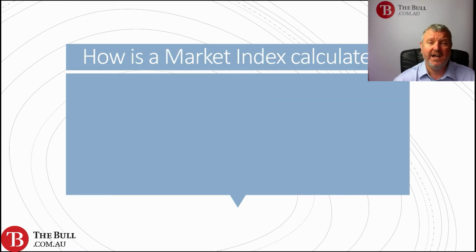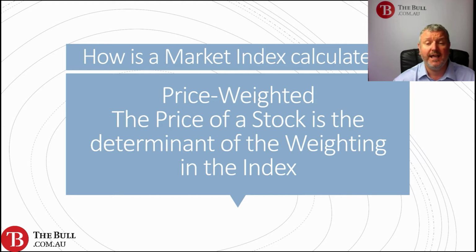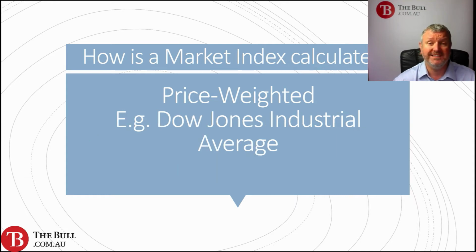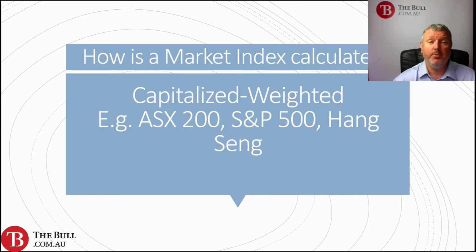How are stock market indices calculated? Well, there are two major ways of calculating stock market indices: price-weighted indices or capitalization-weighted indices. A price-weighted index is where the price of a stock is the determinant of the weighting in the index. So a higher stock price means a bigger weighting in the index. An example of this would be the Dow Jones Industrial Average in the US. A capitalization-weighted index factors in the size of the company, that is the capitalization of the individual company, rather than the actual price level. An example of this would be the ASX 200, the S&P 500, or the Hang Seng.